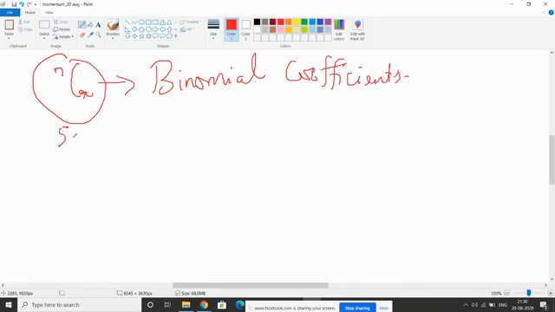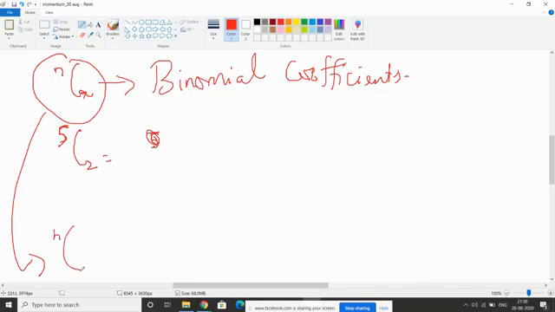So let's say 5C2. It means from 5 we are selecting 2. We'll learn it in more detail in permutation and combination, but 5C2 means 5 choose 2. So out of 5 we are selecting 2 things. There's a formula, the nCr formula.